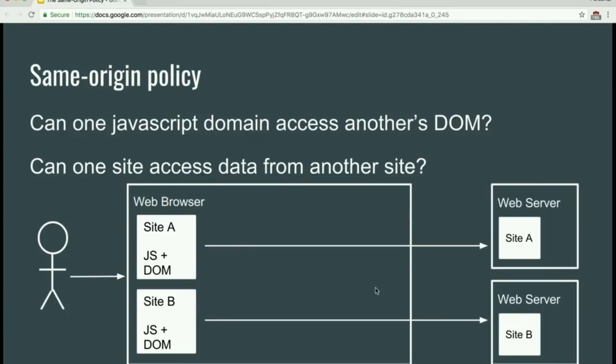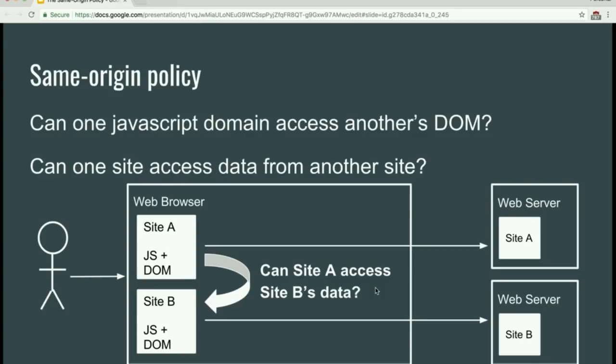If they go to another website in another tab, a new context is created in their browser for site B, which is loading the files off the site B web server. And that has its own JavaScript, its own DOM, and its own context, and it's separate from site A's context. And the crux of same origin policy is, can site A that's running in your browser access the data of site B also running in your browser?